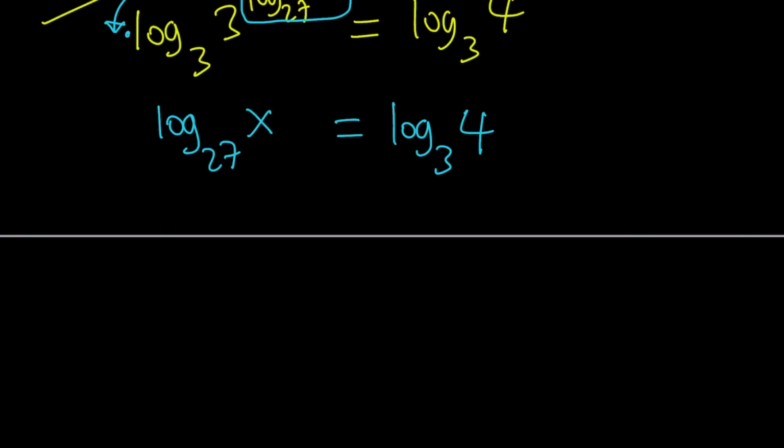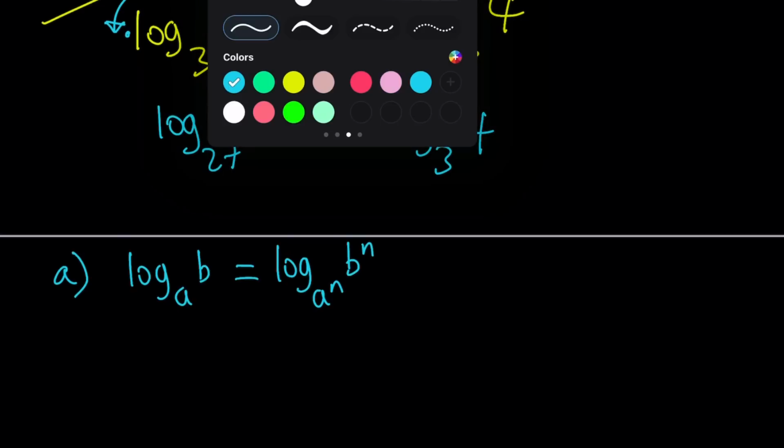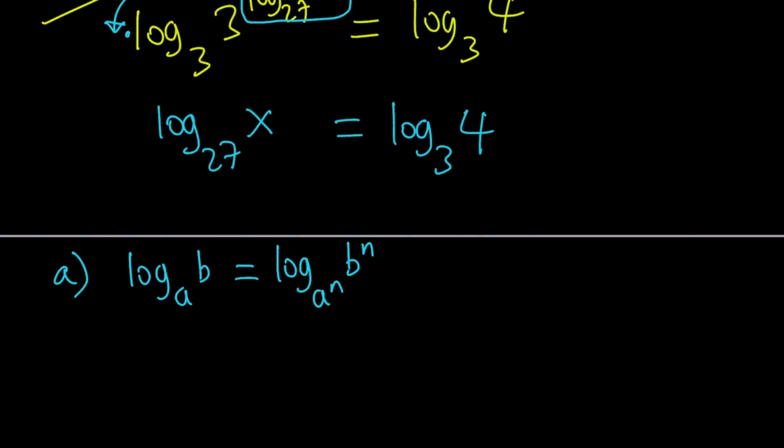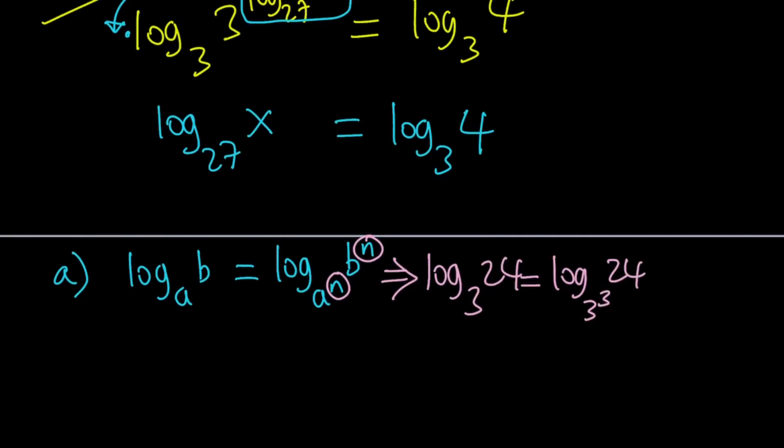Okay, so let's look at 1a first. So 1a is going to be using a hopefully well-known property. If you have log b with base a, that could actually be written as log b to the power n with base a to the power n. So in other words, if you raise these two numbers a and b to the same power, then they just cancel out. And you can easily prove that by using change of base. So from here, basically, I can write log 4 with base 3 as log 4 cubed with base 3 cubed.